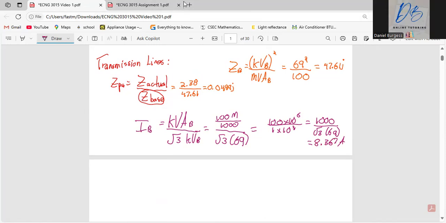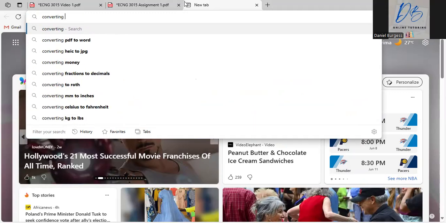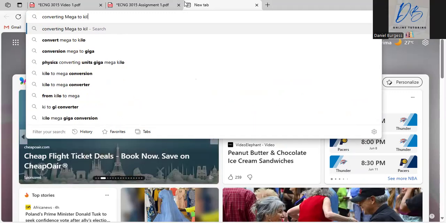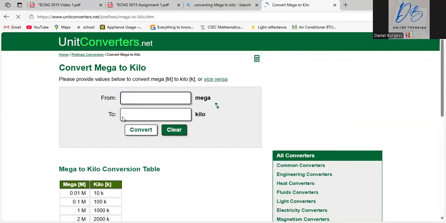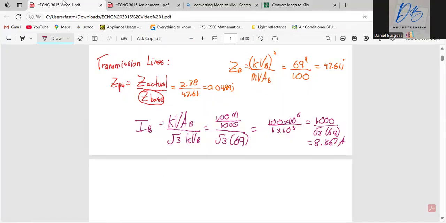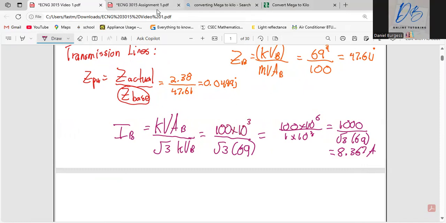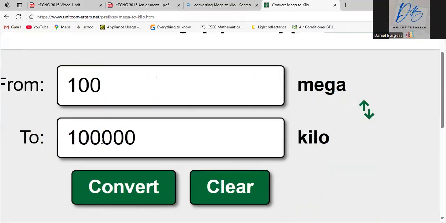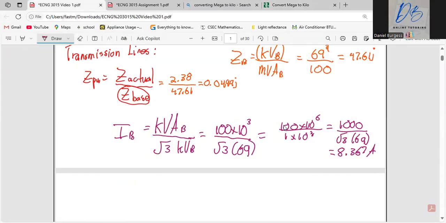That's not right. Let me just make sure I do that conversion correctly. Converting mega to kilo. So let's see and make sure. Better to be safe than sorry. So it's 100 mega, so you multiply by 1,000. I know that was looking weird, it was kind of weird to me because it looked real foreign in my book. So 100 mega will basically be 100 by 10 to the 3, based on what the calculator is saying. Cool. And then when in doubt, always check the good old faithful Google.